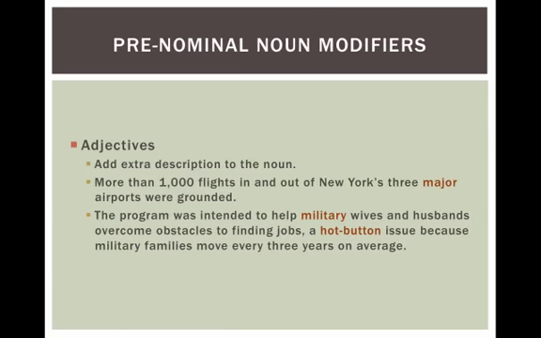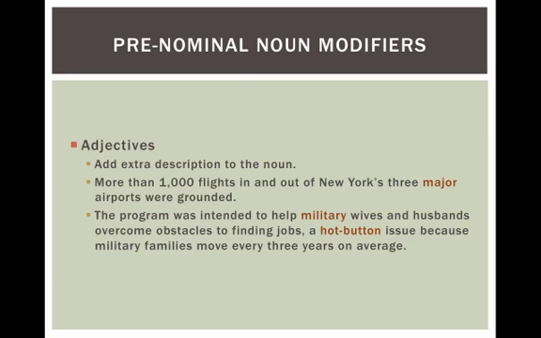Adjectives add extra description to the noun. The third bullet point is an example. More than 1,000 flights in and out of New York's 3 major airports were grounded. So we call major an adjective. Clearly it's not the only thing that can occur in front of a noun. More than 1,000 occurs in front of the noun, and 3, and New York's 3 are also things that occur before the noun, but they're not adjectives, they're sort of different.